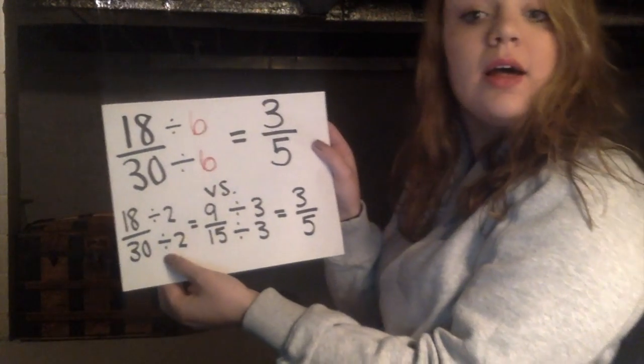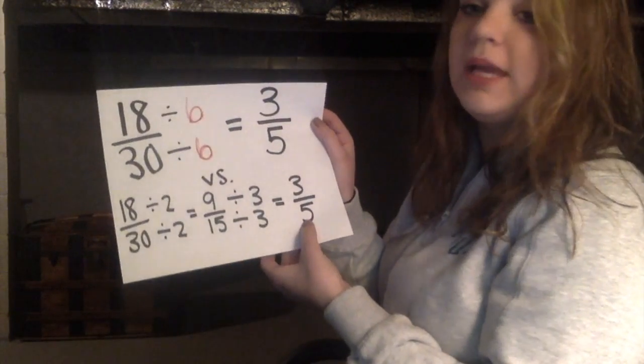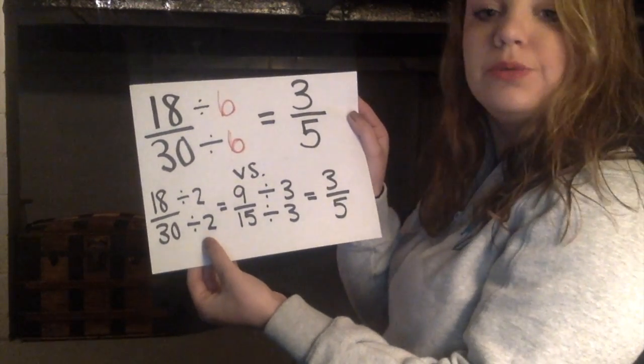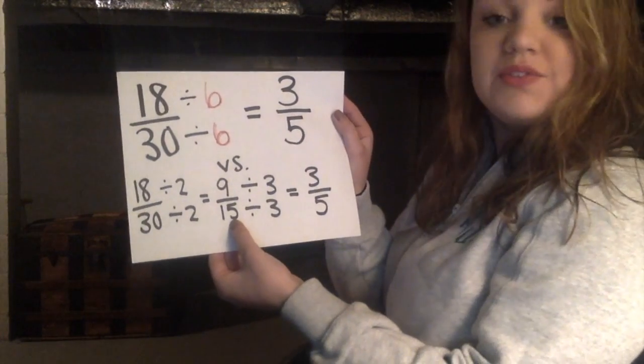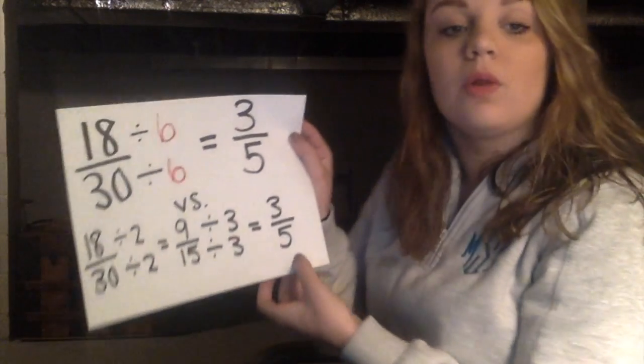If we did it the other way, if we didn't know how to find the GCF, it would take us a few more steps. We'd get the same answer, but it would take a few more steps. So first we would divide by 2 to get 9 over 15, and then we divide by 3 to get 3/5 to simplify it all the way down.